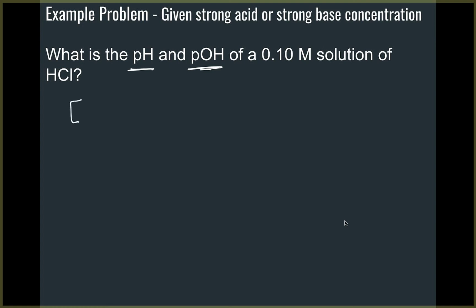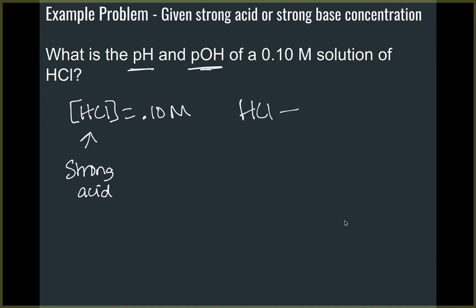Okay, so my HCl concentration is equal to 0.10 molar. HCl, I know, is a strong acid. Again, this only works if we're dealing with strong acids and strong bases. That's why you have that list of strong acids and strong bases. So that's a strong acid, and when HCl breaks apart or dissociates, I get 1 H plus and 1 Cl minus. So that means the concentration of HCl equals 0.1 molar, which also means my H plus equals 0.10 molar.